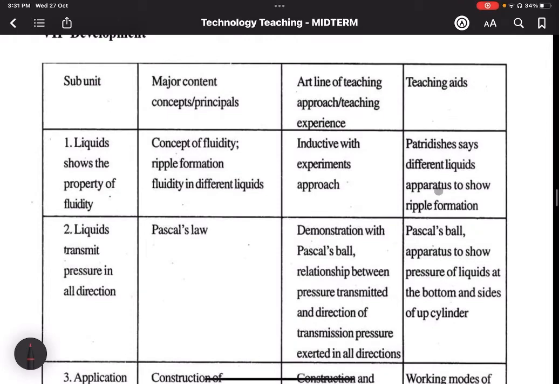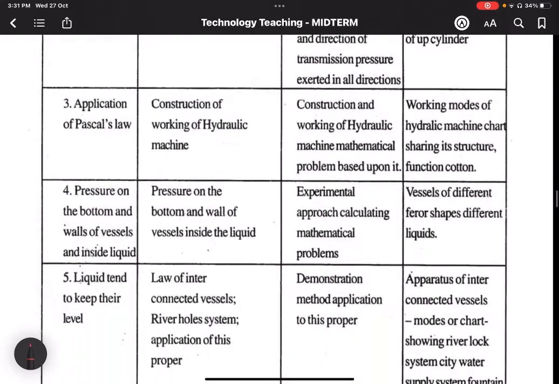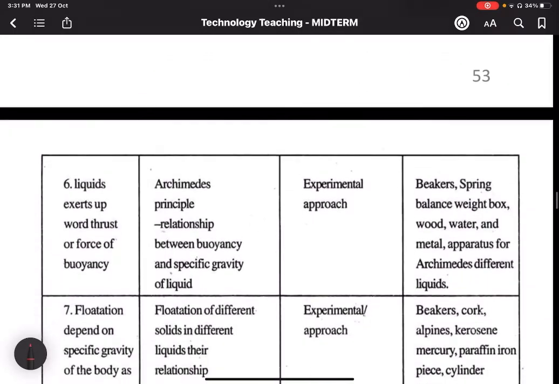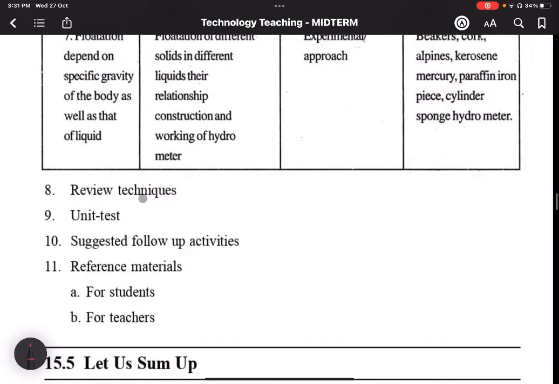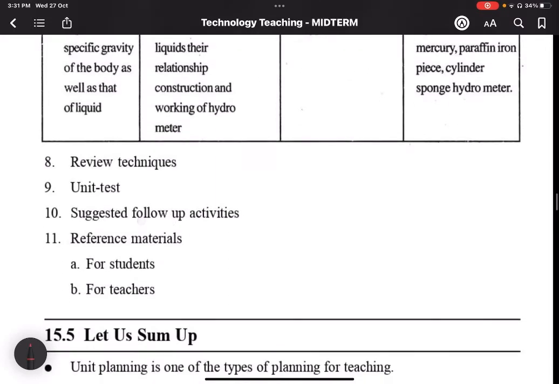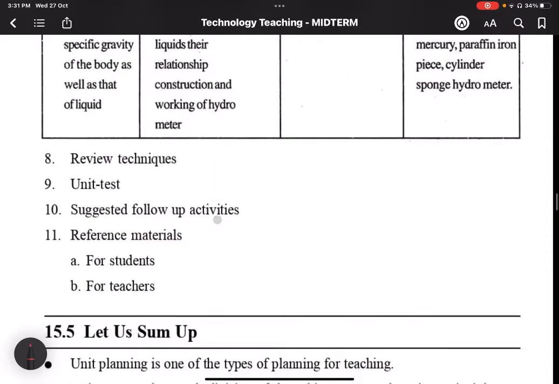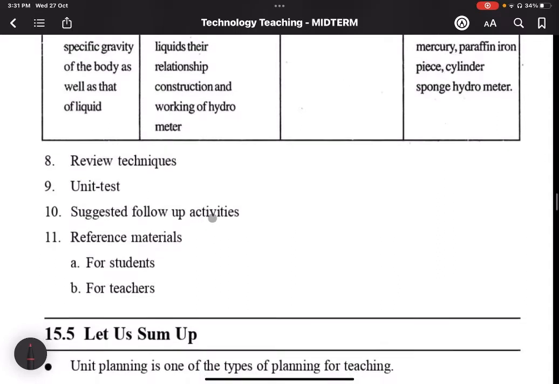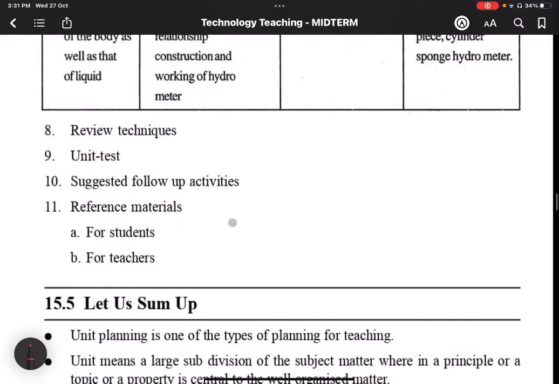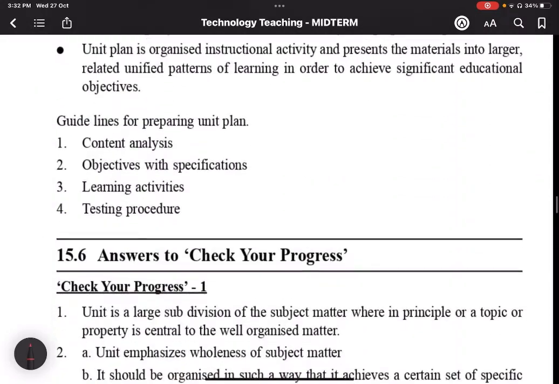And then, ano yung mga teaching aids, learning aids na kailangan mo para mabilis nilang ma-absorb, no? Yung dinidiscuss mo. Or after that, you have to review, you have to give a unit test, and you have to give related follow-up activities. Then you have to give or state your reference materials kung saan mo kinuha yung mga in-explain mo or in-include mo rin sa topic. That is the unit plan.